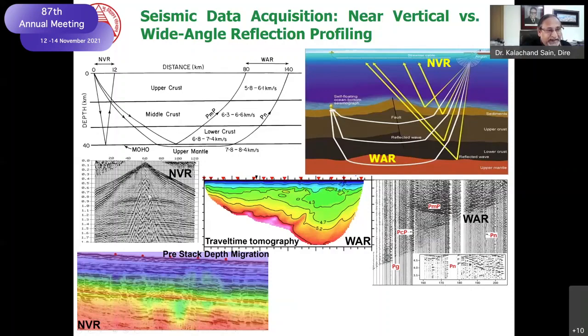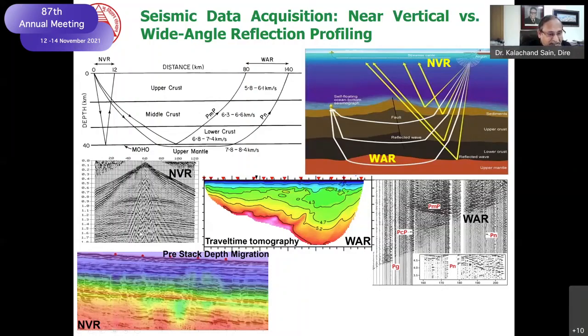Another set of data we acquire is when we explode at this point and record at the wide angle range, which we define as wide angle reflection. This also gets data from different subsurface horizons after being reflected, refracted, diffracted, etc. This is a schematic diagram in the offshore, and this is a schematic diagram in the onshore. In an example of wide angle data like this, mostly the wide angle data is single fold, but the near vertical data are multiple fold.